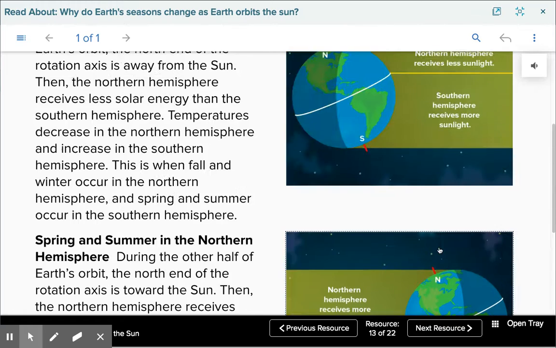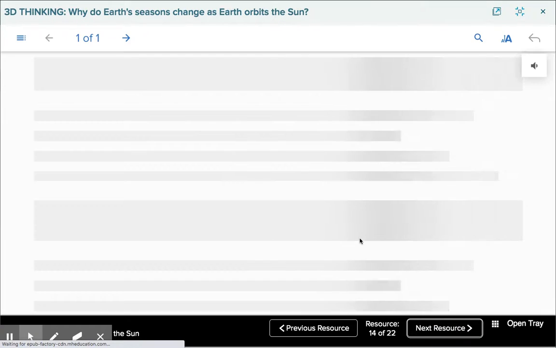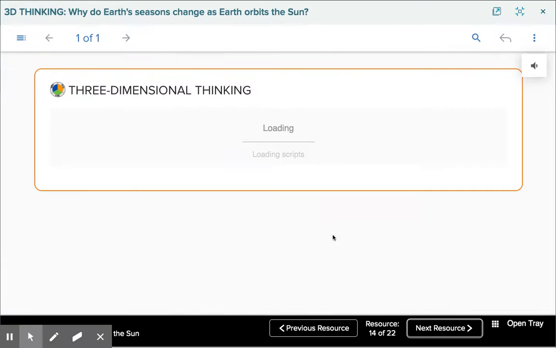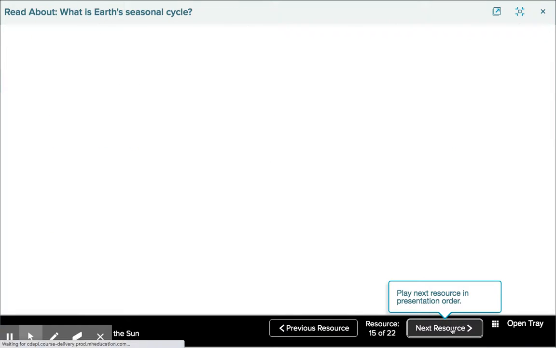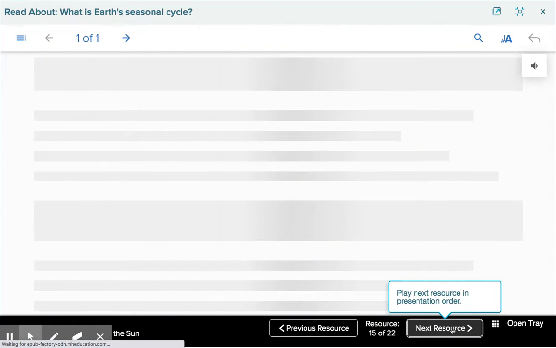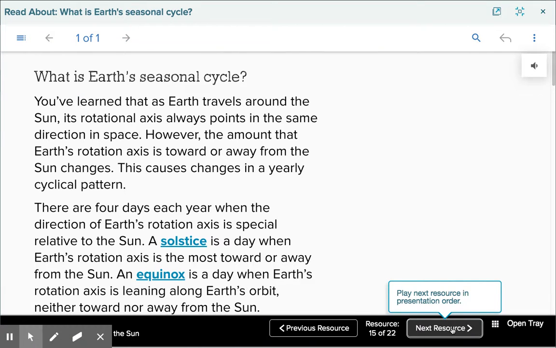When you are done reading this, take what you have read and answer the three-dimensional thinking question. If you're using your textbook, the three-dimensional thinking question is on page 16, because you just got done reading page 15 and 16. When you are done answering this, submit it, or not if you're working out of your workbook. And next you're going to read about Earth's seasonal cycle.